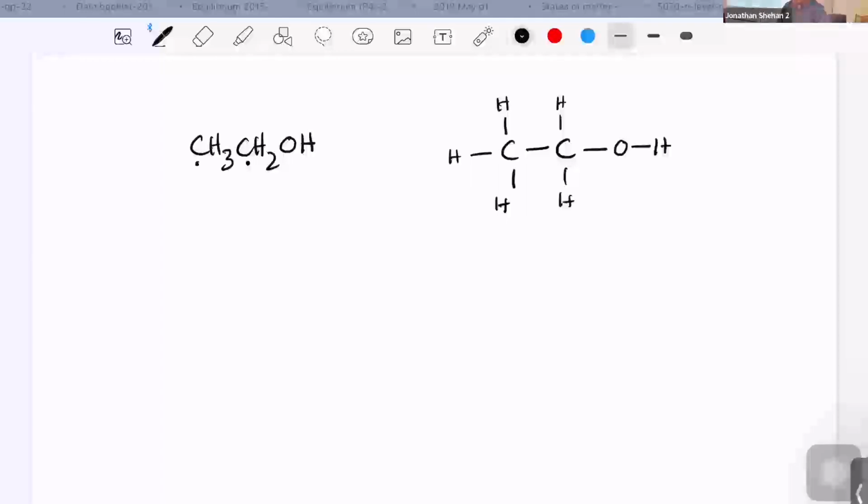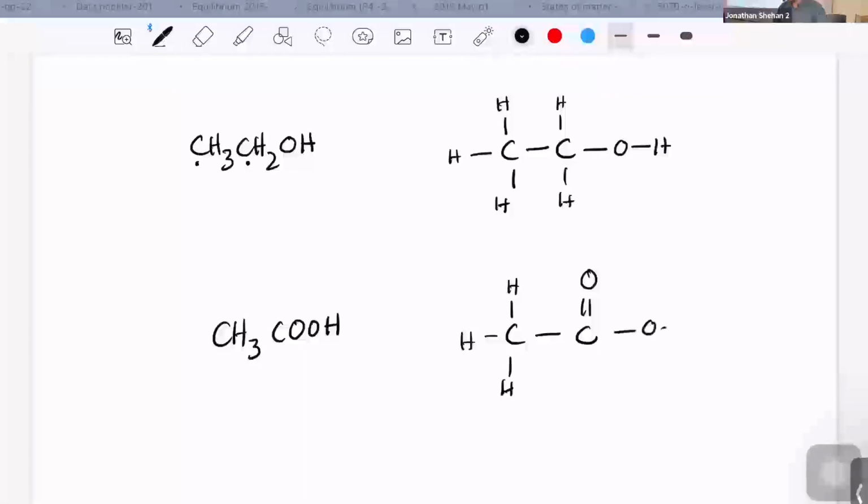Ethanoic acid is a carboxylic acid which has a formula like this, CH3COOH. And when we draw the displayed formula of ethanoic acid, we have 2 carbons. 1 carbon is a CH3 group. The other carbon has a double bond to O and an OH. Right, that is ethanoic acid. Now see the difference. In ethanoic acid, you have an extra oxygen, right? And in ethanol, there's only 1 oxygen.